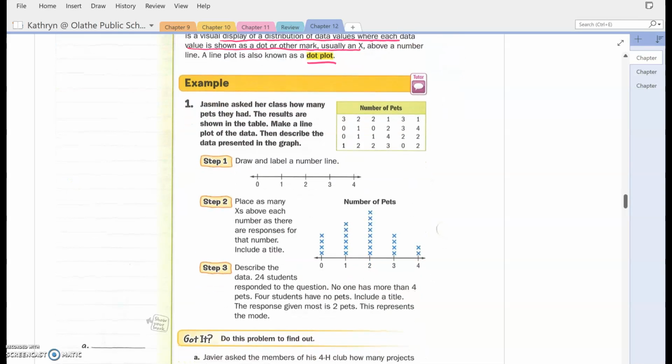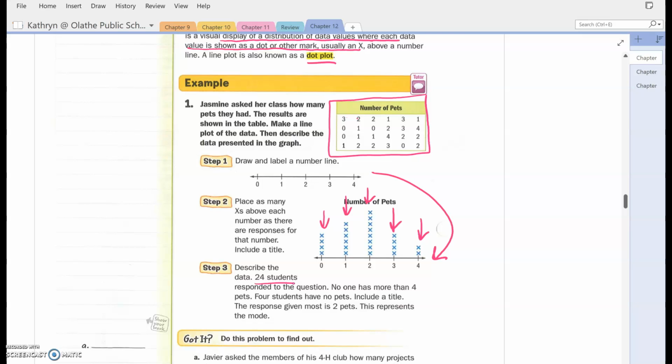All right, so take a look at this question right here. It says, Jasmine asked her class how many pets they had. The results are in the table below. So here she asked her statistical question of how many pets do you have, and then she just wrote all the numbers down. Okay. Then what she did is she just made a number line. From that number line, what she does is she takes it and puts all of her responses in each one.